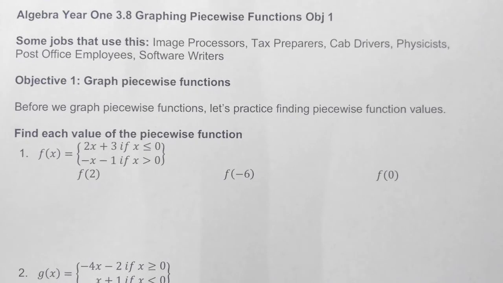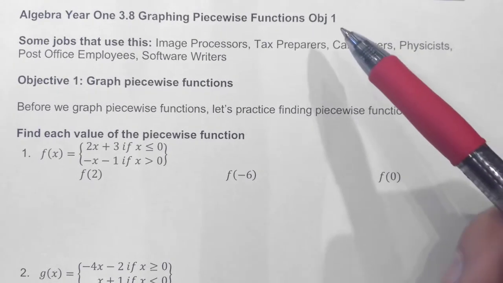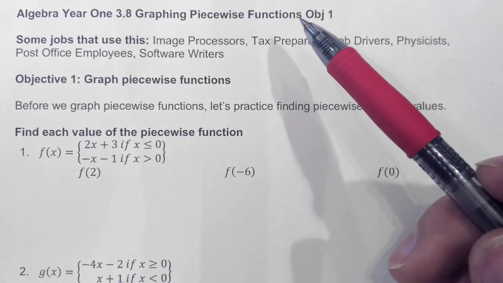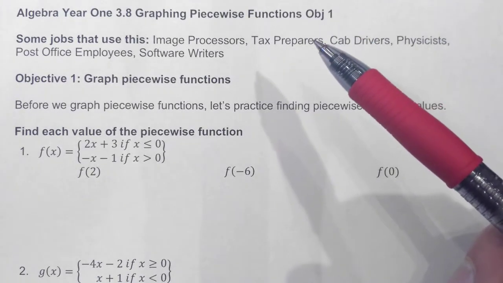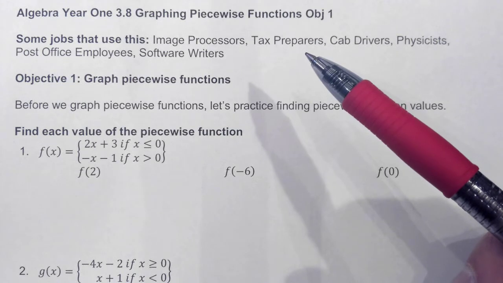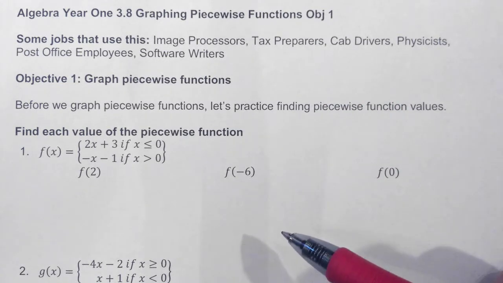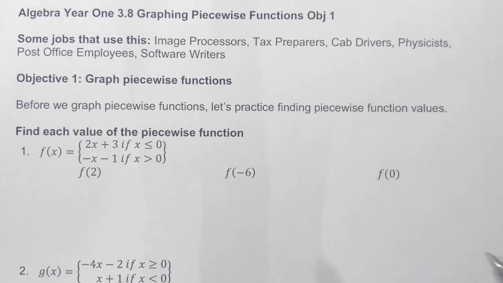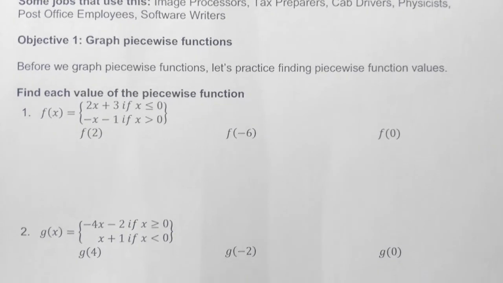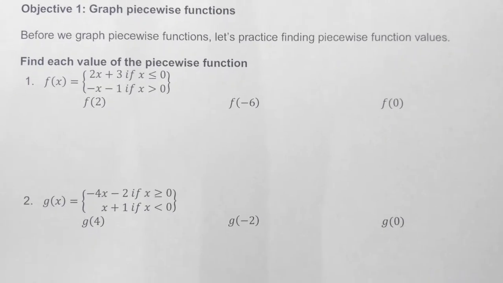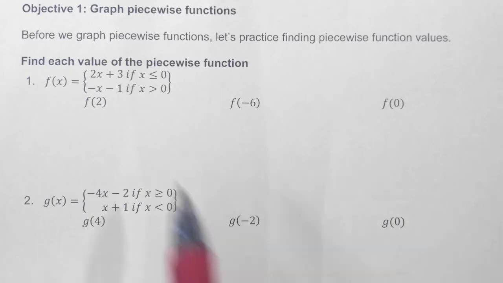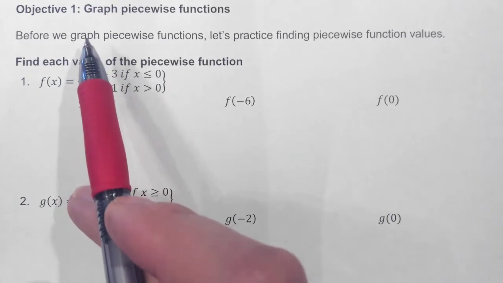So what we're doing today is we're going to be starting section 8 of chapter 3, which also happens to be the last section of chapter 3, which is graphing piecewise functions. So what that means is a piecewise function is just like multiple graphs, pieces of multiple graphs, all on one graph. It looks difficult, but I promise you it's really not too bad. So we're just doing the first objective, which is graphing those piecewise functions.